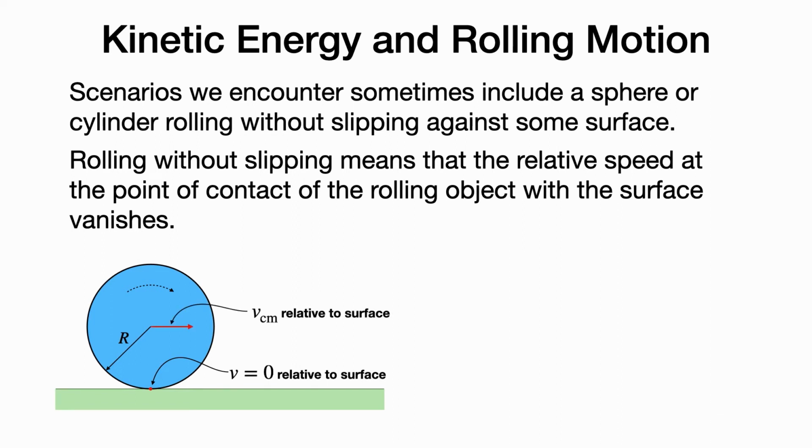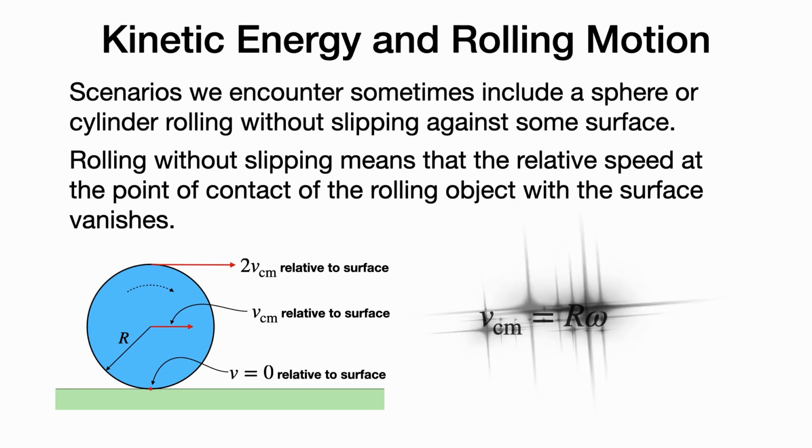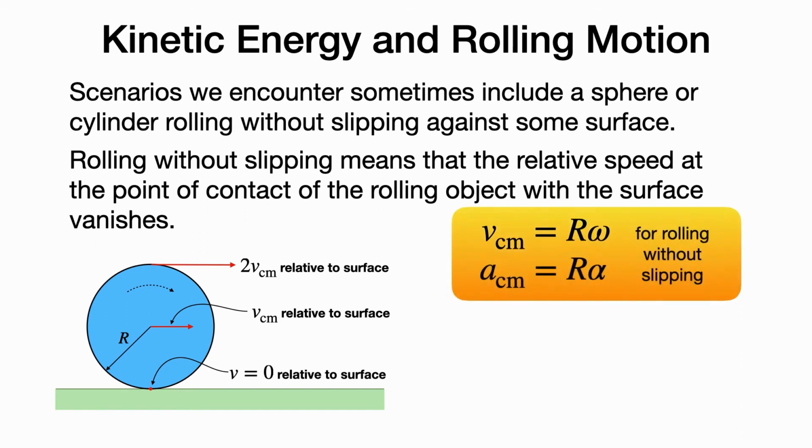So if the object is translating with a center of mass speed of v sub cm, then we find that the relative speed of the top of the rolling object is twice the velocity of the center of mass. These values come from the fact that the tangential speed of the rotating object is going to be equal to the center of mass velocity of the object relative to the surface. Similarly, we find that for any rolling object which is rolling without slipping, the speed of the center of mass is going to be given by the radius of the object times its angular velocity, and the translational acceleration of the center of mass is going to be given by the radius of the object times the angular acceleration of the rolling object.